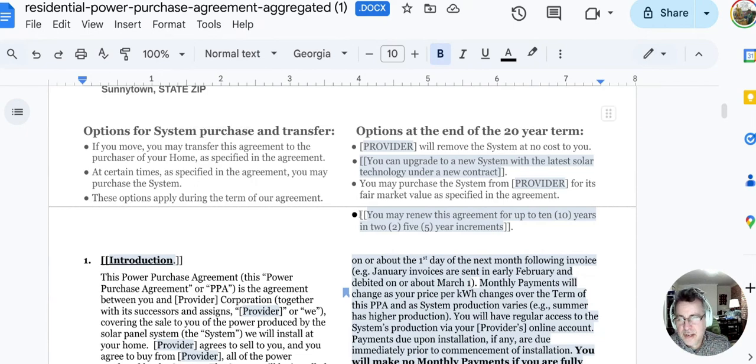And here, if you move, transfer, the purchaser of your home is going to have to assume the agreement. So the agreement is on the equipment, but the equipment is on your house. So you can't sell the house without transferring the agreement, which could cause a big problem. And what if the person buying your house does not have as good credit as you, and the person operating the system does not want to transfer it to them? What are you going to do?